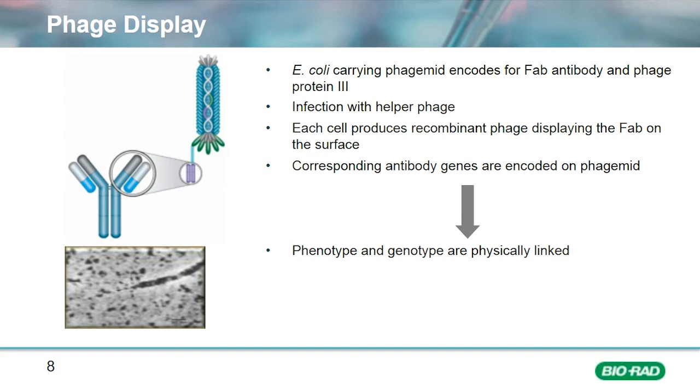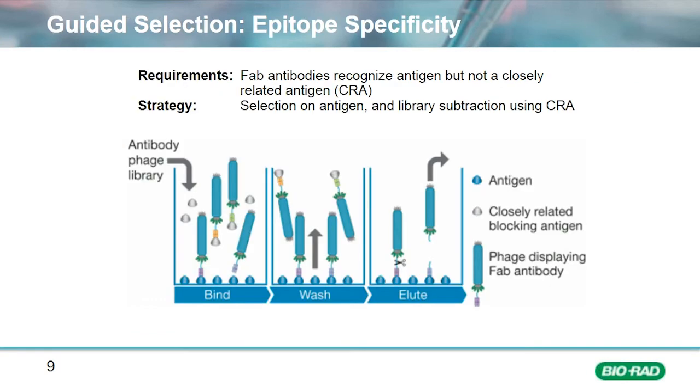A key advantage of using a fully in vitro method for generating antibodies is that the library generation process and conditions can be manipulated to achieve antibodies that meet very high specificity requirements. So there are various strategies that we can use, and in this example I'm showing the blocking strategy.